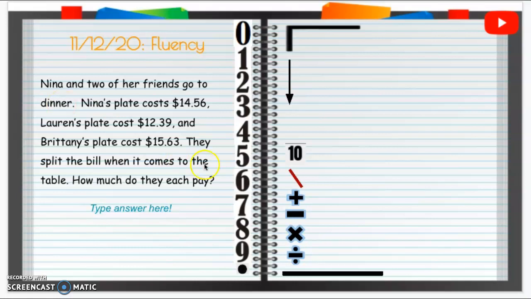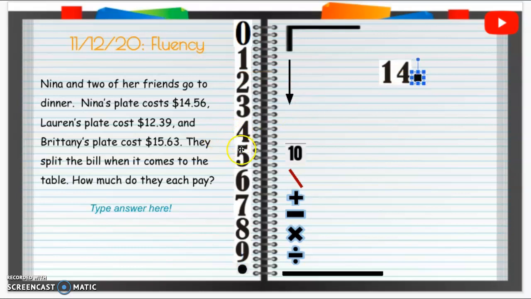All right, so it looks to be that they're putting their check on one. So that means all of their plates are going to go on one bill, and then they're going to split it into three because there's three of them. So what we need to do first is add them together. When we're adding decimals, remember, we have to line them up.